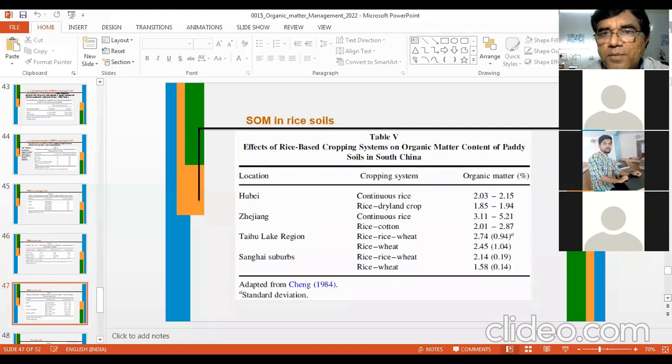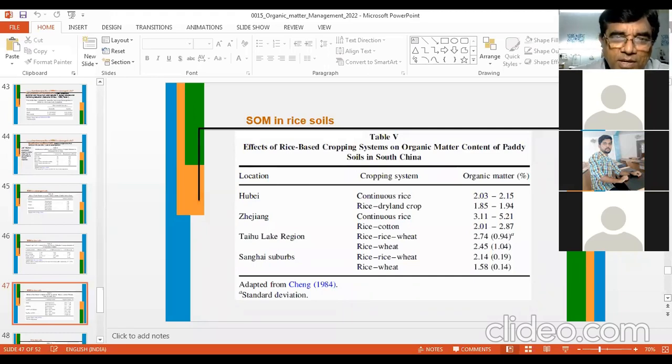Effect of rice-based cropping system on organic matter content of paddy soil. See some more data in different locations in China. In Hubei, if you have continuous rice, organic matter is 2 to 2.15%. If you have rice as a dryland crop, less water, so organic carbon is less. In Zhejiang also, if you have continuous rice, organic matter content is 3 to 5%, see, 3 to 5%. But if you have just 1 crop of rice, and rice-cotton, organic matter is 2 to 2.87%.